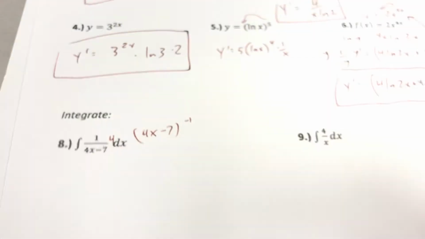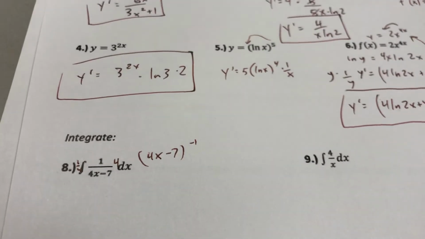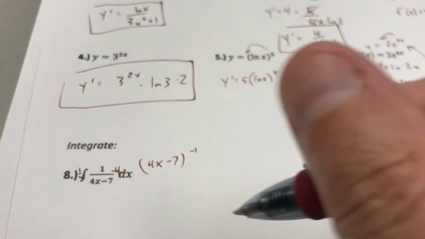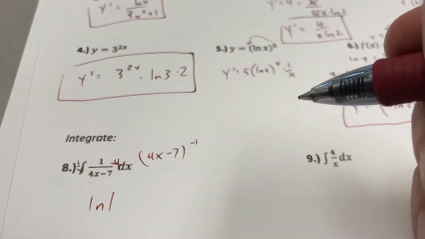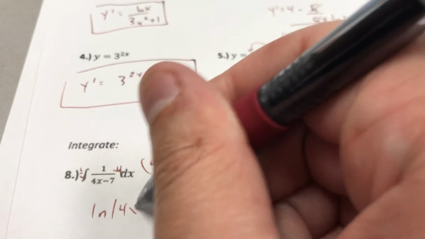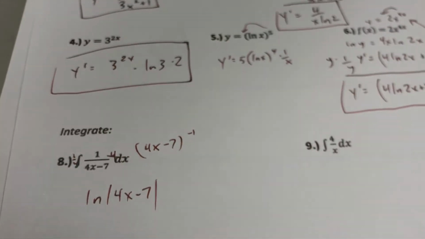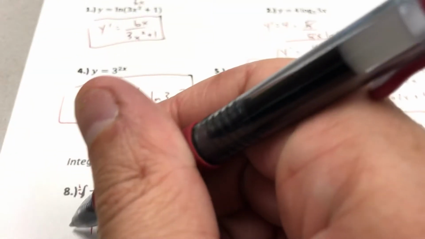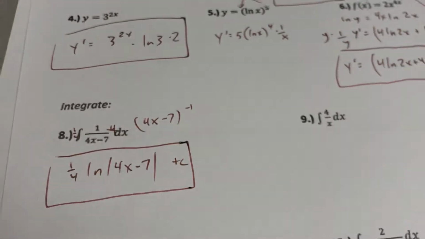You don't have a 4, so multiply in a 4. You're going to have to balance that with a 1/4. Reverse the chain rule. Derivative of the inside function goes away. Remember, the integral of a reciprocal function is the natural log of the absolute value of whatever you took the reciprocal of. We get that 1/4 out in front. Don't forget your plus c.